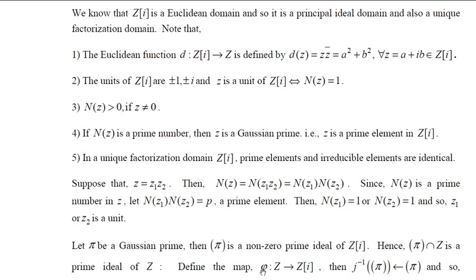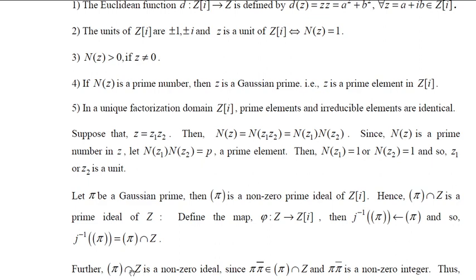And further you should note that suppose j is the inclusion mapping from Z to Z of i. Then the inverse image of the prime ideal pi in Z of i is also an ideal in Z, because we knew the result which says that the inverse image of an ideal is an ideal. In fact, the inverse image is the intersection of the principal ideal pi with Z.